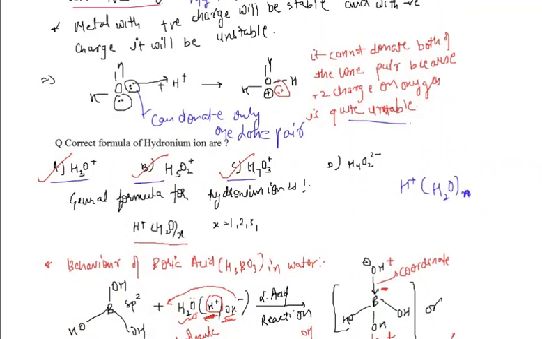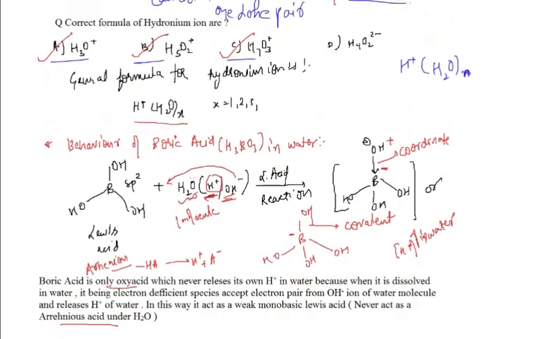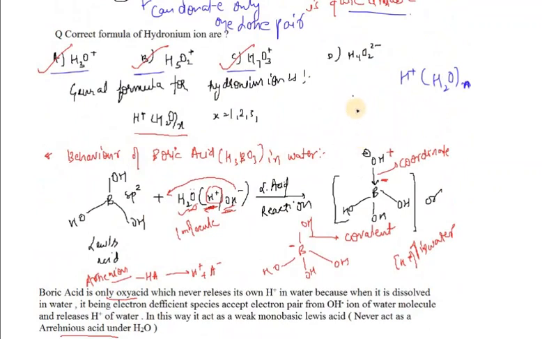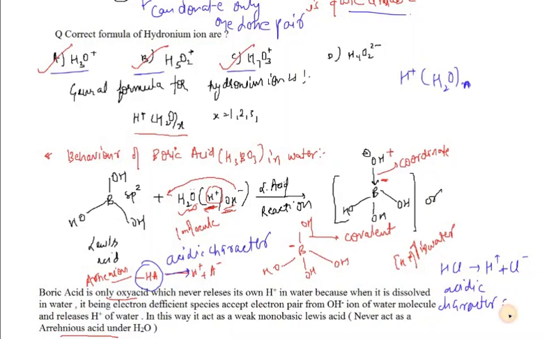Now we talk about the behavior of boric acid in water. So this is boric acid. Generally, how do we categorize an acid? When an Arrhenius acid HA converts into H plus and A minus, we know this type of conversion as the acidic character. For example, HCl will give H plus and Cl minus, so this is the acidic character of HCl.